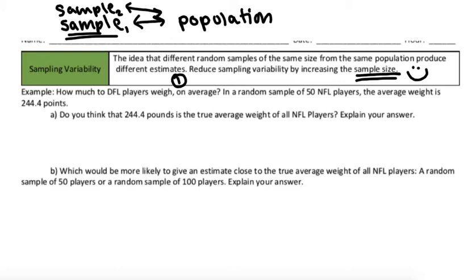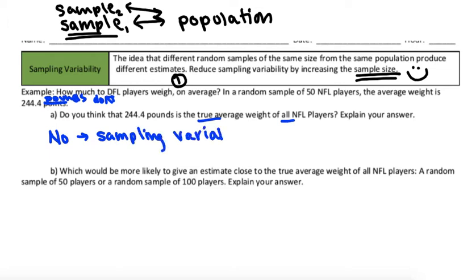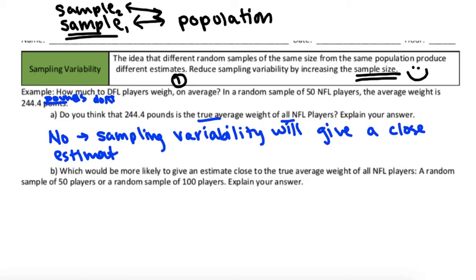So an example says, how much do NFL players weigh on average? I knew that was not supposed to be DFL. I was like, what in the world? In a random sample of 50 NFL players, the average weight is 244.4 pounds. Do you think that 244.4 pounds is the true average weight of all NFL players? In this case, I would say no. Sampling variability will give a close estimate, but not the exact number.